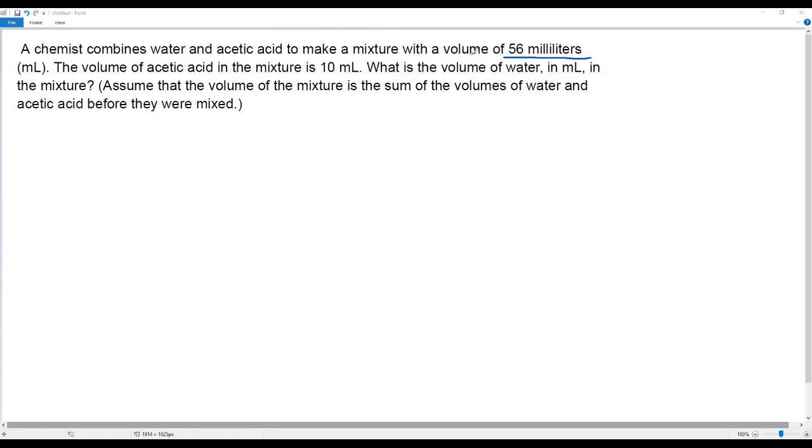For that, we have to subtract the amount of acid, that is 10 milliliters, from the total volume of the mixture, 56 milliliters. When I subtract 10 from 56, I am getting 46 milliliters. Therefore, the volume of water in the mixture is 46 milliliters. Okay, let's look at the next problem.